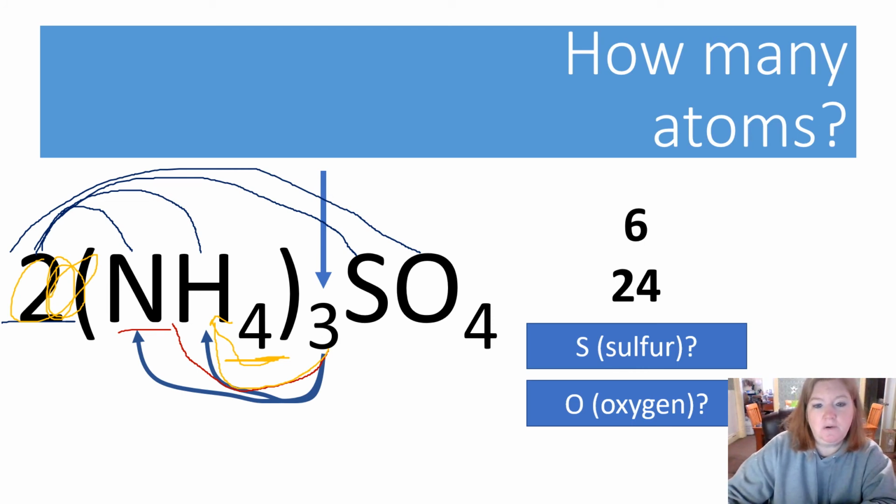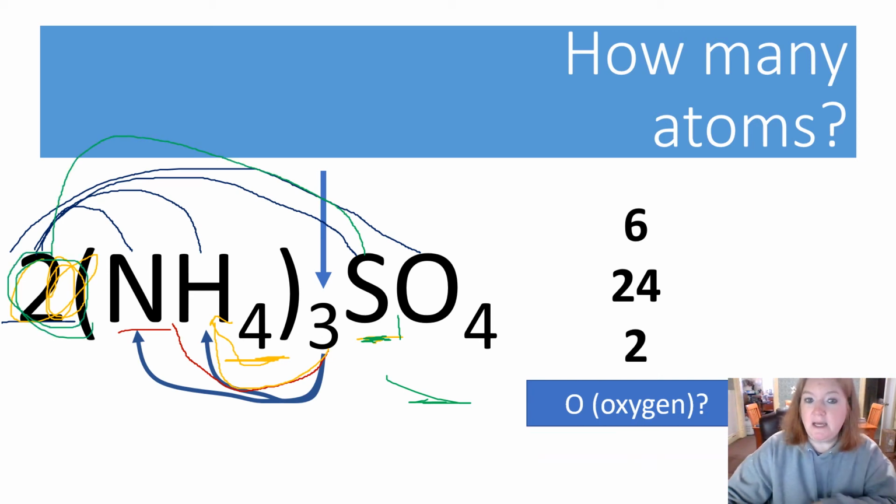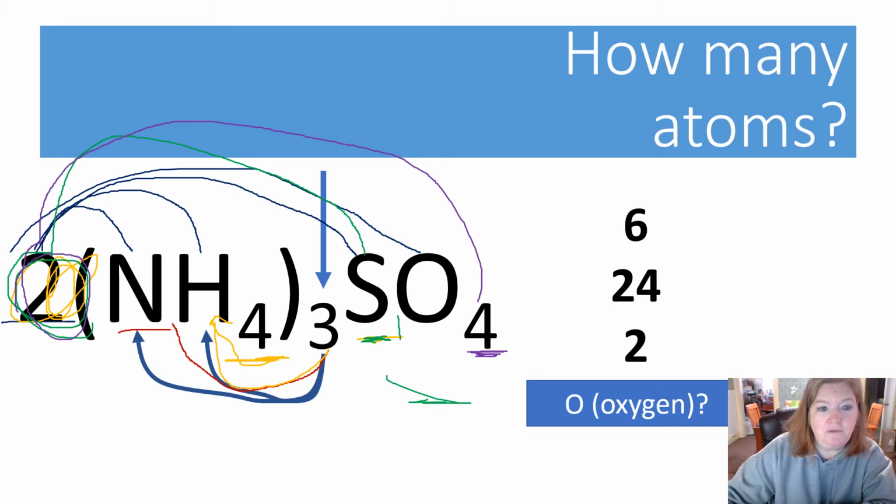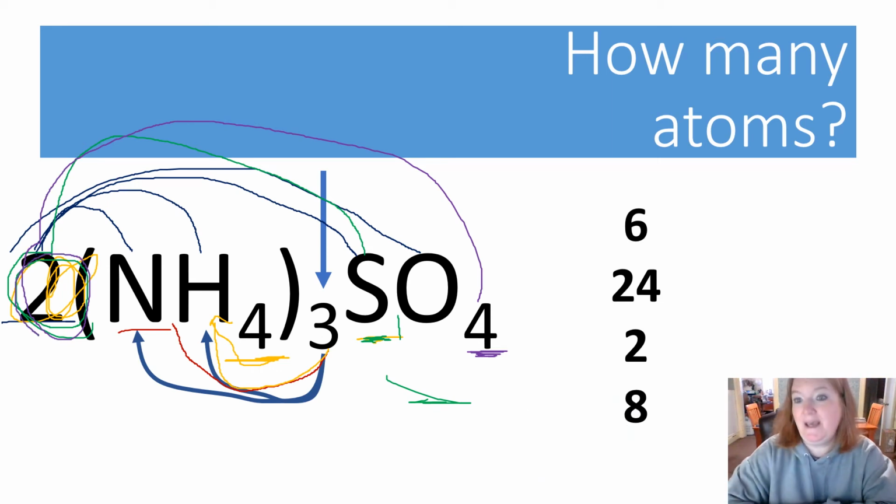Okay, so now let's look at sulfur. Sulfur has no subscript, so that's just 1, not in parentheses. So the only thing else that applies is this original 2 up here. So sulfur has 2. So what about oxygen? Well, oxygen has a subscript of 4. It's not in parentheses, but this 2, the coefficient, applies. So oxygen has 8.